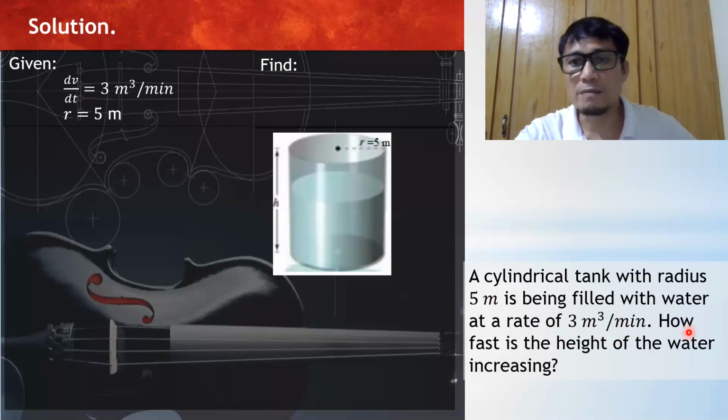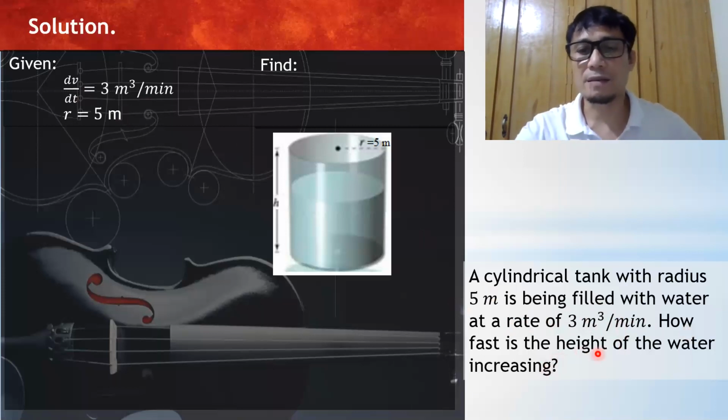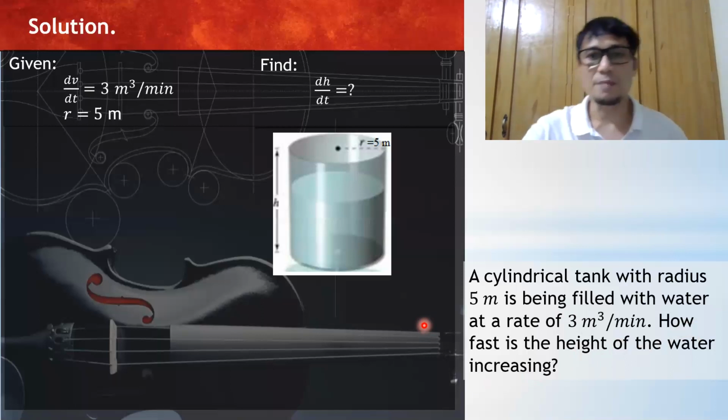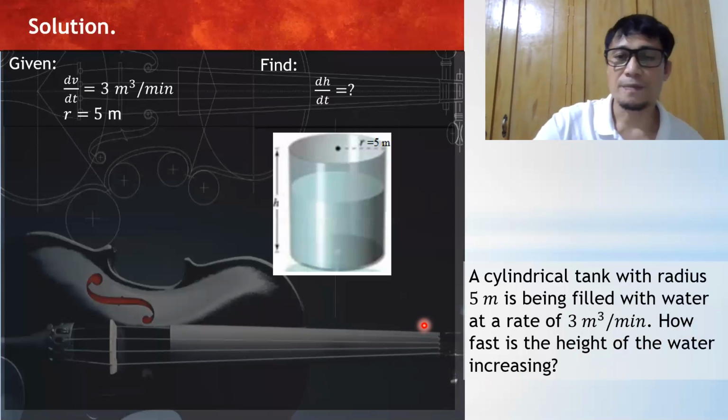Then we're going to find the height. Okay. We're not finding the height itself, but the derivative of the height with respect to time. Why the derivative of the height? Because it says here how fast is the height of the water increasing. So that's again the change in height, no, per unit time. So when you say how fast is the height of the water increasing, that means what is the derivative of the height with respect to time, the dh/dt.